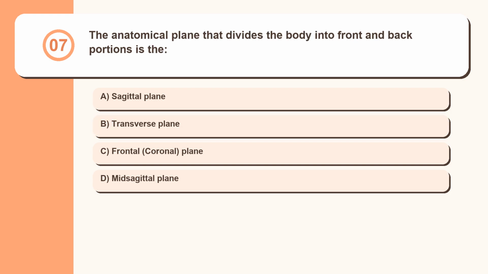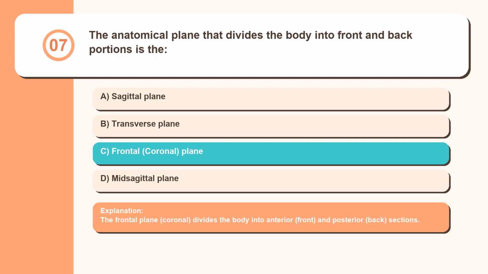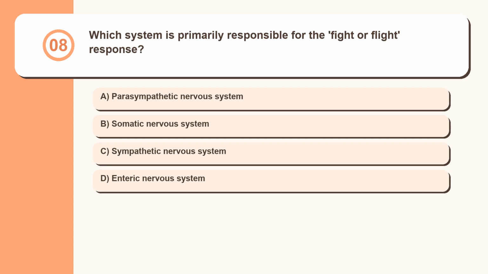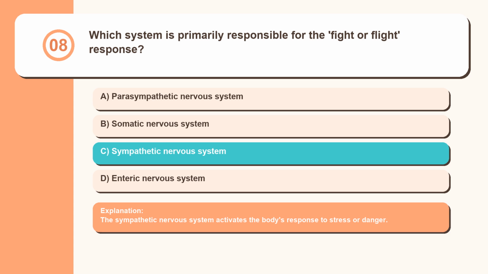Question 7. The anatomical plane that divides the body into front and back portions is the sagittal plane, transverse plane, frontal, coronal, plane, mid-sagittal plane. The frontal plane, coronal, divides the body into anterior, front, and posterior, back, sections. Question 8. Which system is primarily responsible for the fight or flight response? Parasympathetic nervous system, somatic nervous system, sympathetic nervous system, enteric nervous system. The sympathetic nervous system activates the body's response to stress or danger.